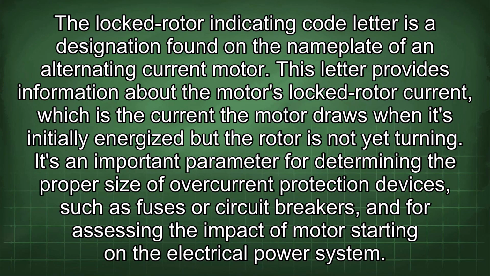Locked rotor indicating code letter is a designation found on the nameplate of an alternating current motor. This letter provides information about the motor's locked rotor current, which is the current the motor draws when it's initially energized but the rotor is not yet turning. It's an important parameter for determining the proper size of overcurrent protection devices, such as fuses or circuit breakers, and for assessing the impact of motor starting on the electrical power system.